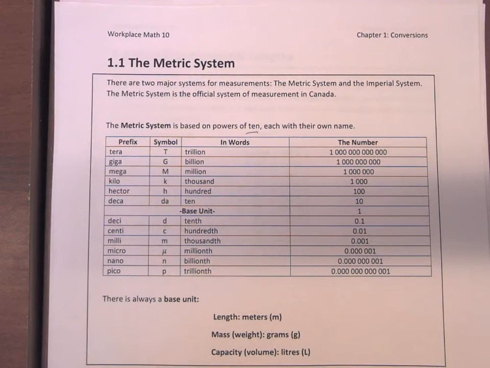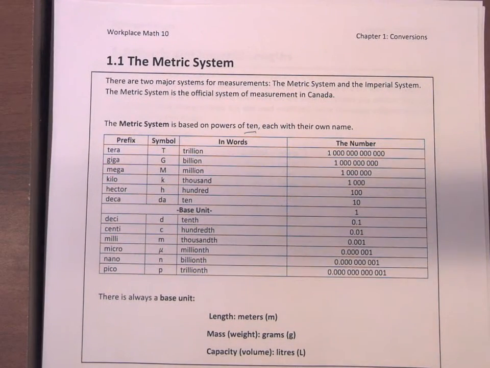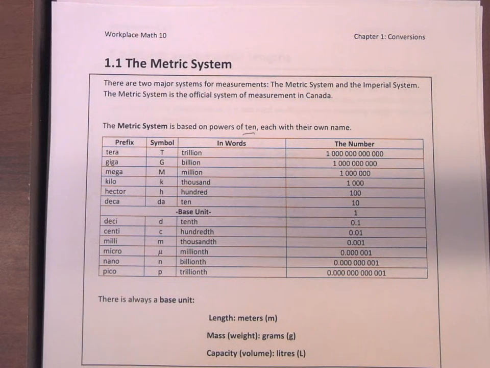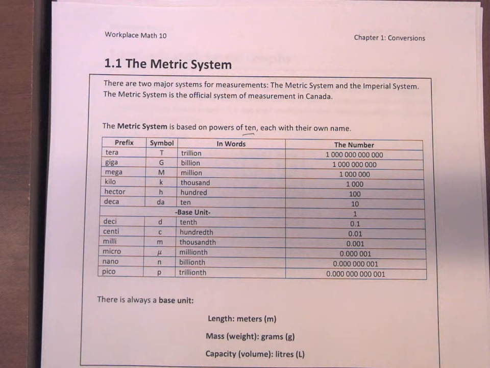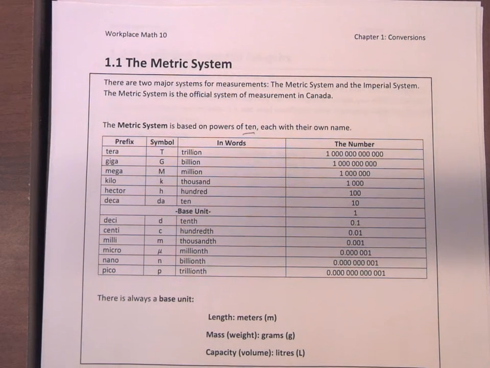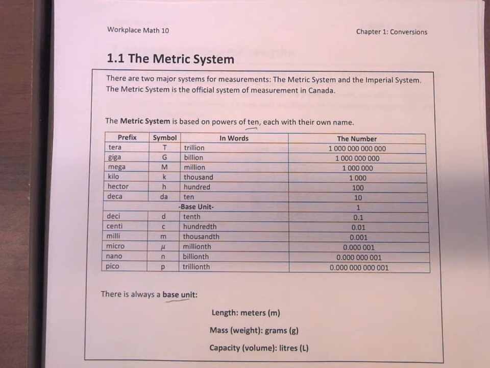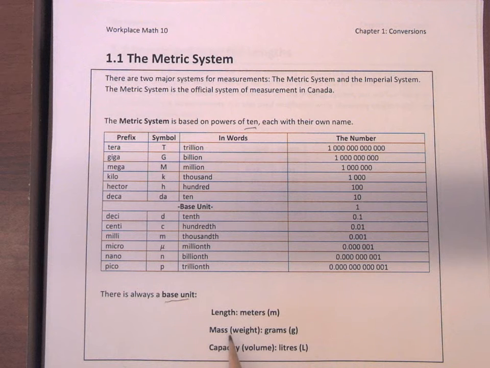So as we go up, numbers multiply by 10, they get their new and different prefix or symbol, and it helps us to determine how large or how small certain things will be based on those prefixes. Now, nice thing also about the metric system is they have what is called a base unit. And in this case, for length, we have meters, weight or mass, we have grams, capacity or volume, we have liters.